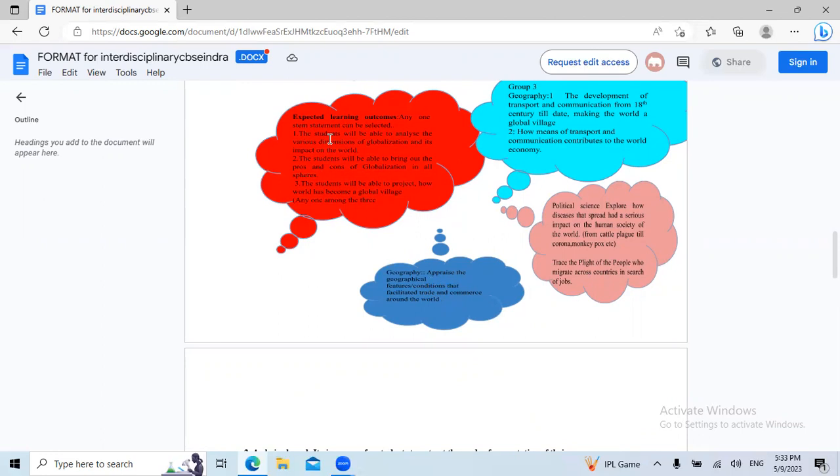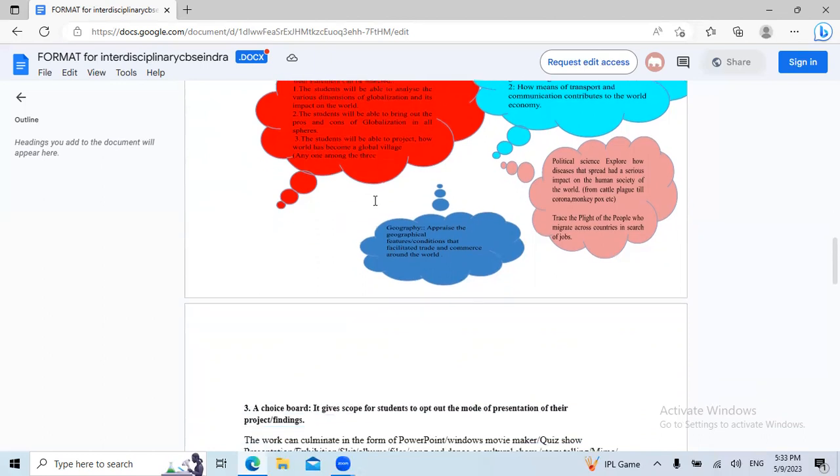Any one statement can be selected. The students will be able to analyze the various dimensions of globalization and its impact on the world. The students will be able to bring out the pros and the cons of globalization in all spheres. The students will be able to project how the world has become a global village. Any one among these three.